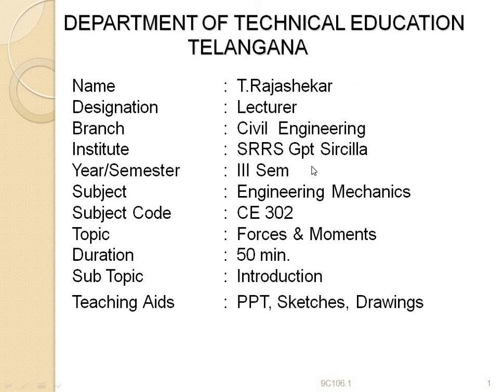So this subject is for the third semester Diploma in Civil Engineering students of second year. The subject name is Engineering Mechanics, subject code CE302. Today we are going to learn the topic from the chapter Forces and Movements. Let us see the forces and movements introduction.